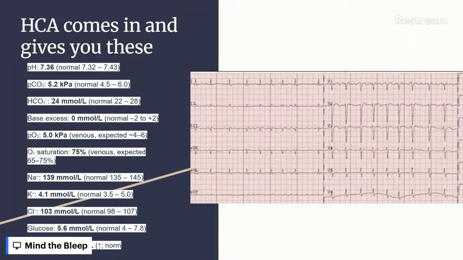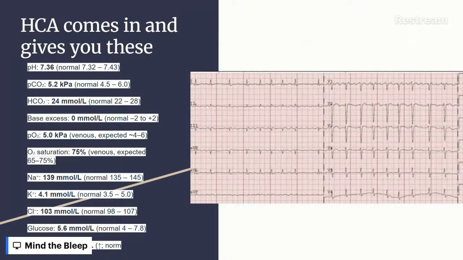So what we can see is a fairly unremarkable VBG. Obviously we start by looking at the pH, that's normal, which is good. Electrolytes looking fine, glucose is also fine. But the lactate is a bit raised at 3.9, which we might not be horribly worried about initially because the pH is still normal, but it is odd.